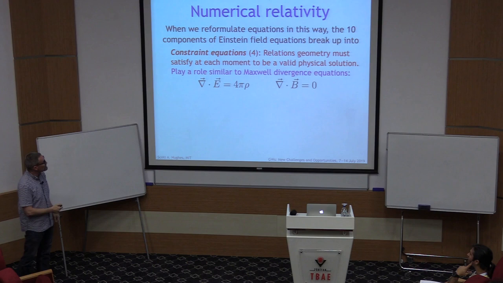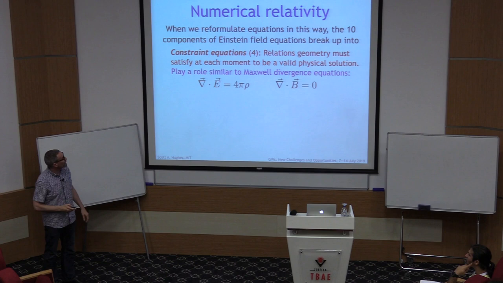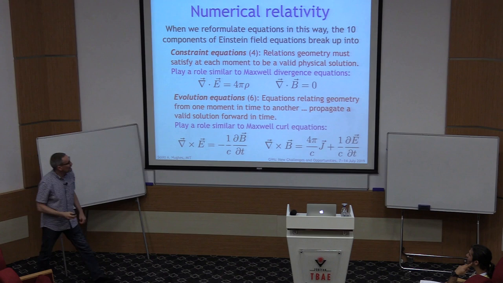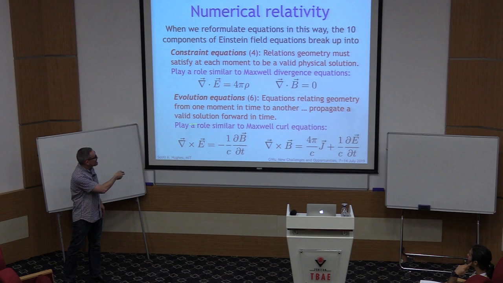And these play a role similar to the divergence equations in Maxwell's theory. The other 6 equations are what we call evolution equations, which tell us how one steps from moment to moment, in much the same way that you can rearrange the curl equations as equations for the time derivatives of electric and magnetic fields to evolve them forward in time.